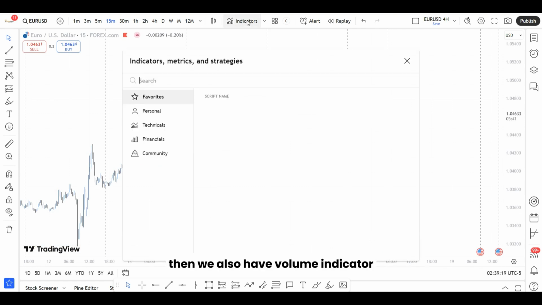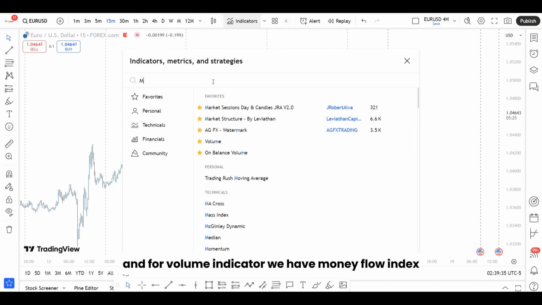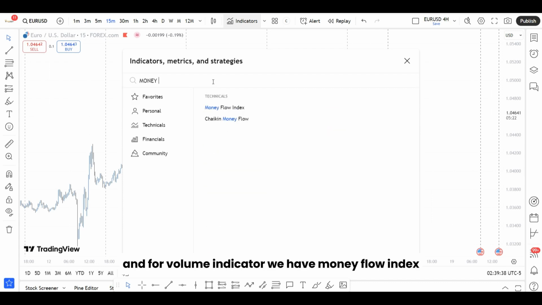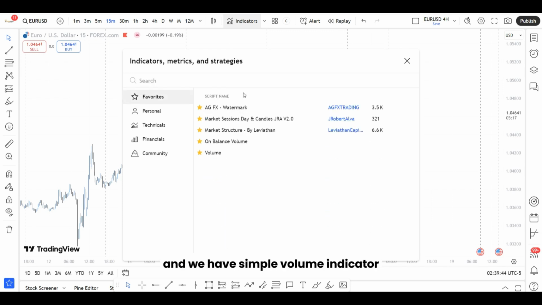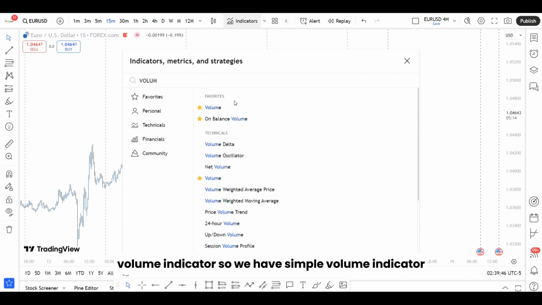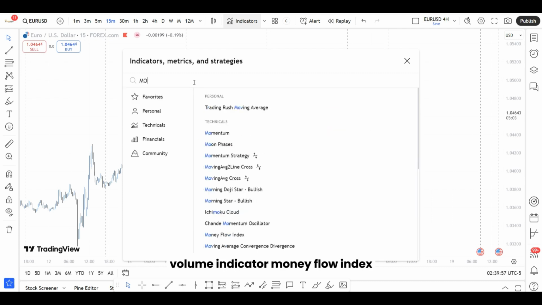Then we also have the volume indicator. The volume indicator tells us if there is a high presence of participants in the market, high volume or low volume, or a low presence of participants in the market. For volume indicators, we have the money flow index, and we have the simple volume indicator. Then we also have the volatility indicator. Let me show you a simple example of a volume indicator, the money flow index.